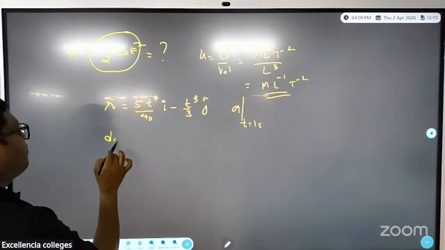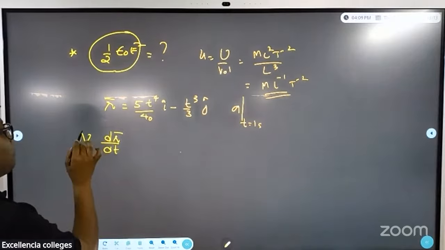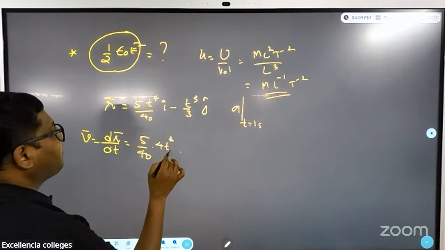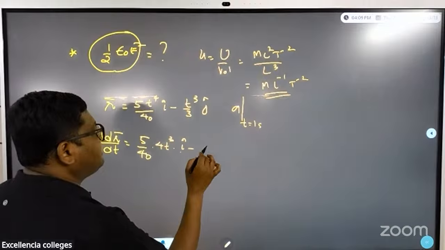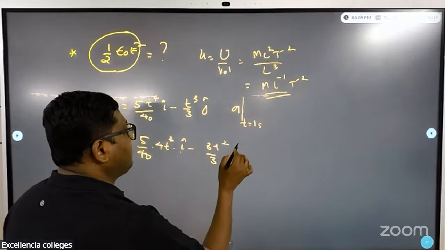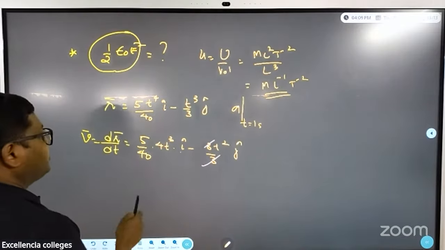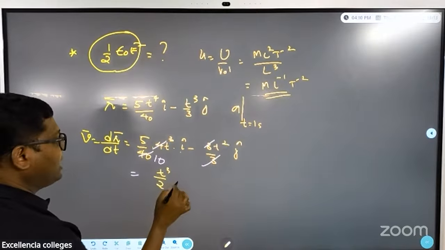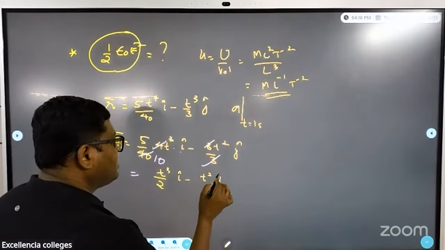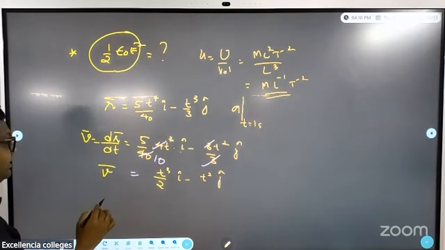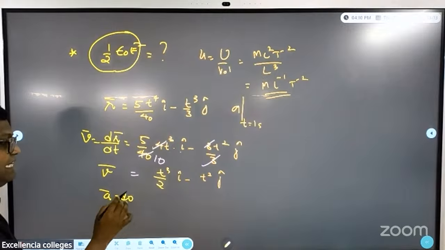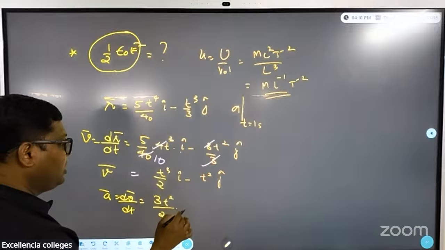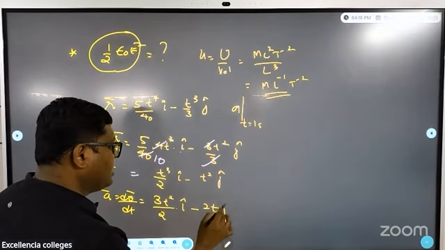If you go with dr by dt, that means the velocity. Hence you have 5 by 40 into 4t cube into i cap minus 3t square by 3 j cap. So you cancel out: 4 ones, 4 tens, so that will become 1 by 2. So t cube upon 2 i cap minus t square j cap. So you got the velocity vector. Let us take the acceleration vector, which is dv by dt. So that will be 3t square by 2 into i cap minus 2t j cap.